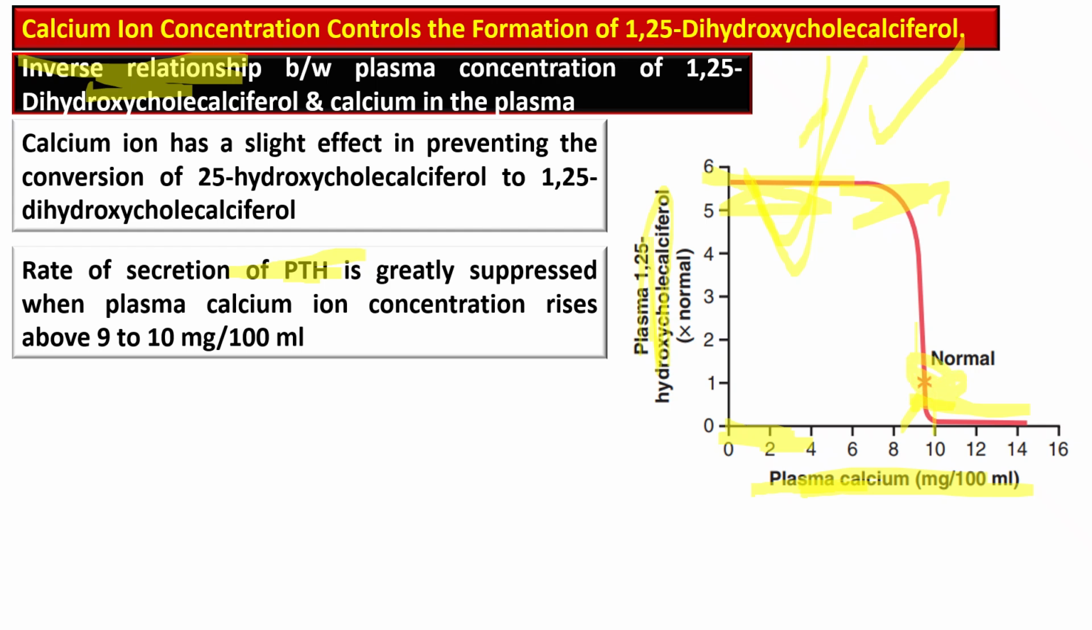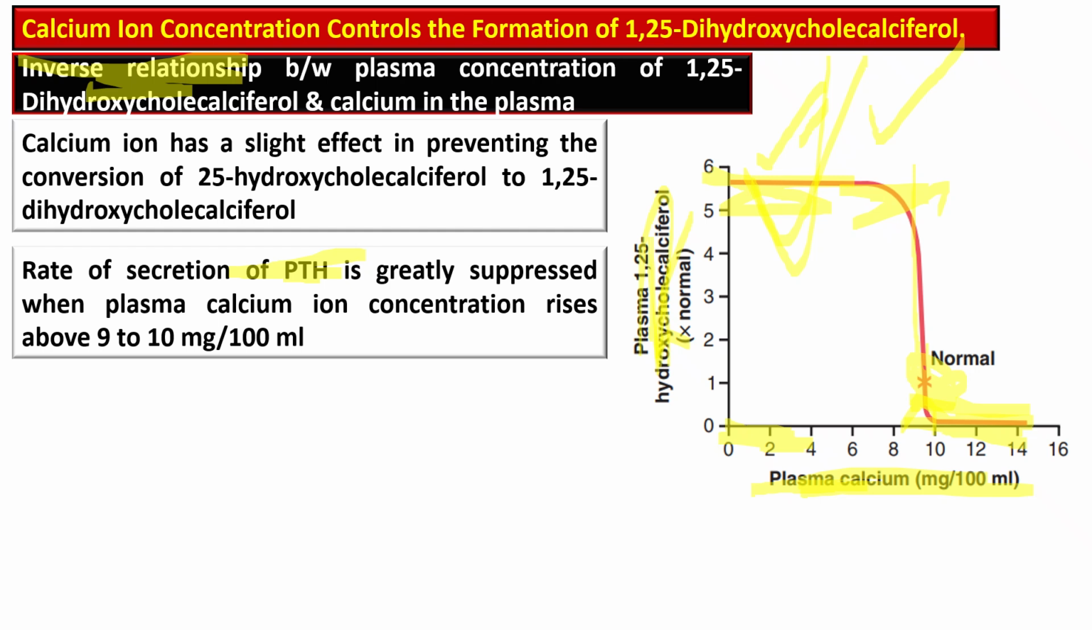level, around 9.4 to 10 milligram per 100 ml, there is a sharp drop in 1,25-dihydroxycholecalciferol level. This is a feedback mechanism to prevent excess calcium level. At high calcium level, that is the right side of the graph, 1,25-dihydroxycholecalciferol production is almost shut off. The kidneys stop this conversion to the active hormone.